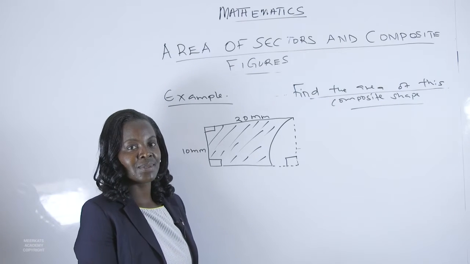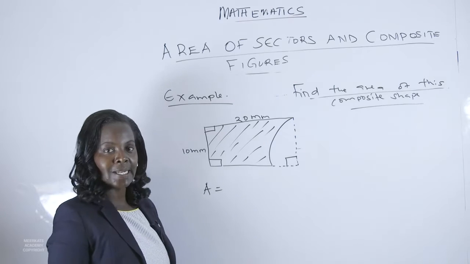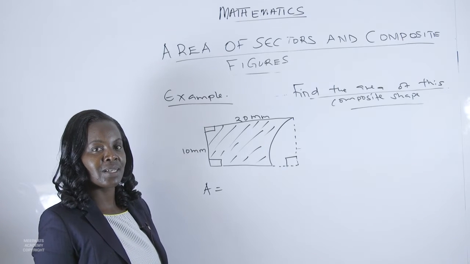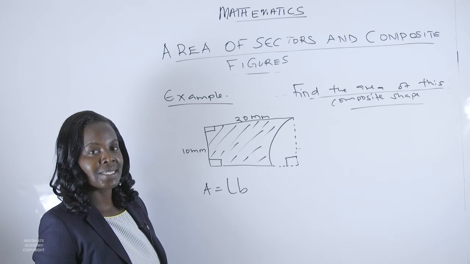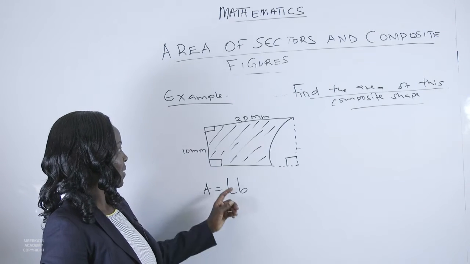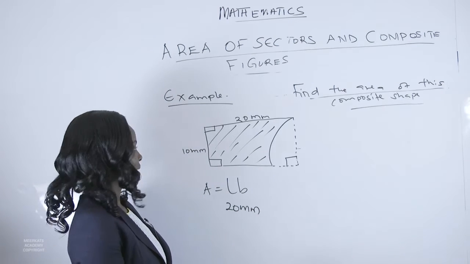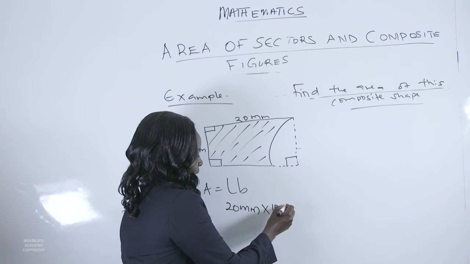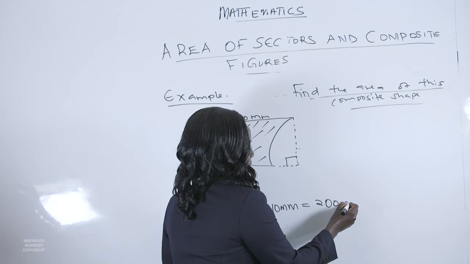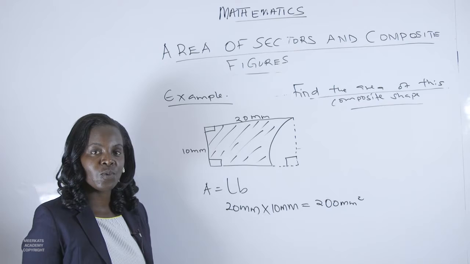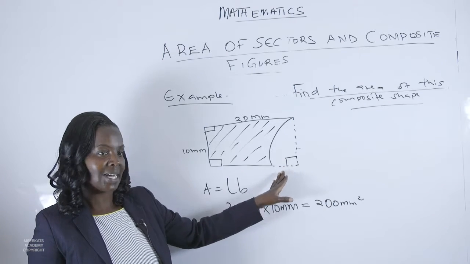So first of all, let's find out the area of the rectangle. And we said in our last lesson that area of a rectangle is calculated by length times base. What is our length? 20 millimeters times our base, 10 millimeters. What does that give us? 200 square millimeters.